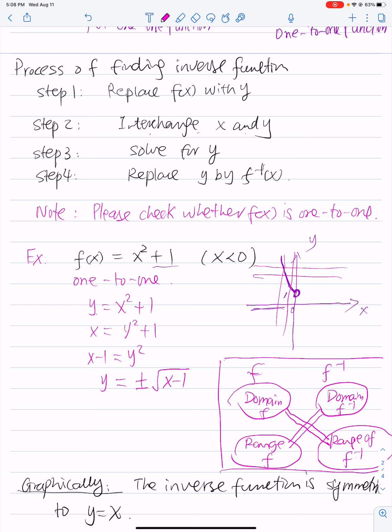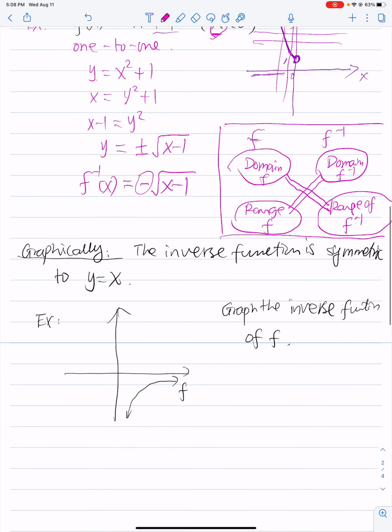Are you with me? So the domain here is x less than 0. And what will be the range? The range here will be negative, because the domain here is equal to the range. So we have to choose what? The negative sign. Are you guys with me? Okay, so be super careful here.